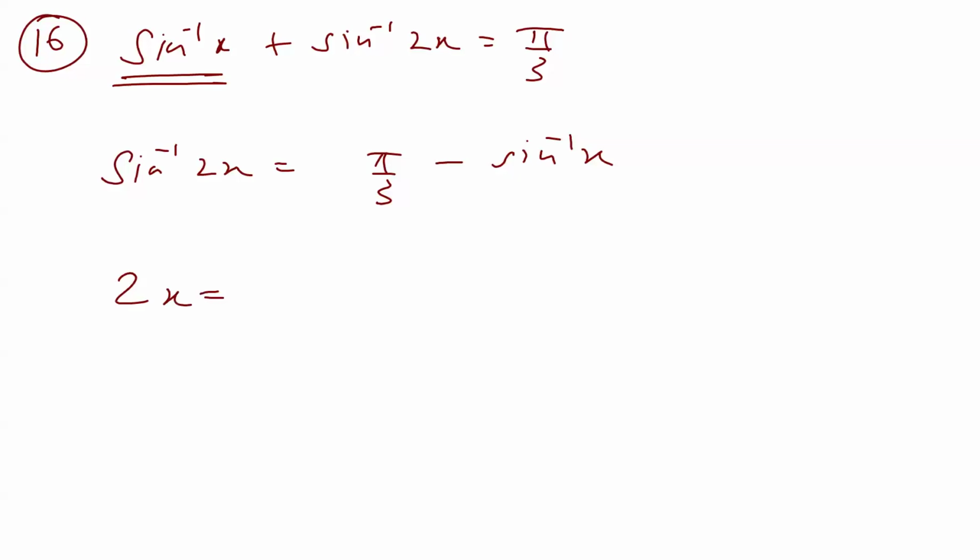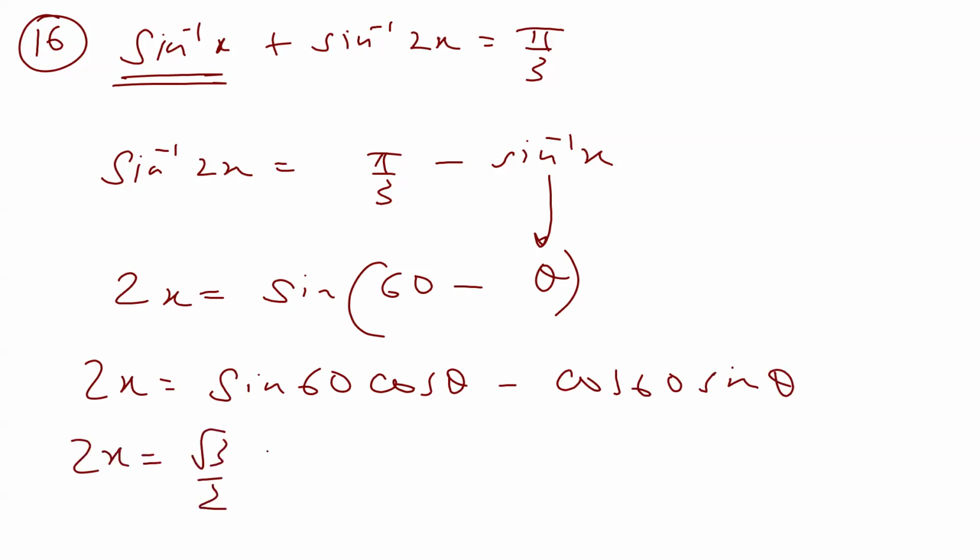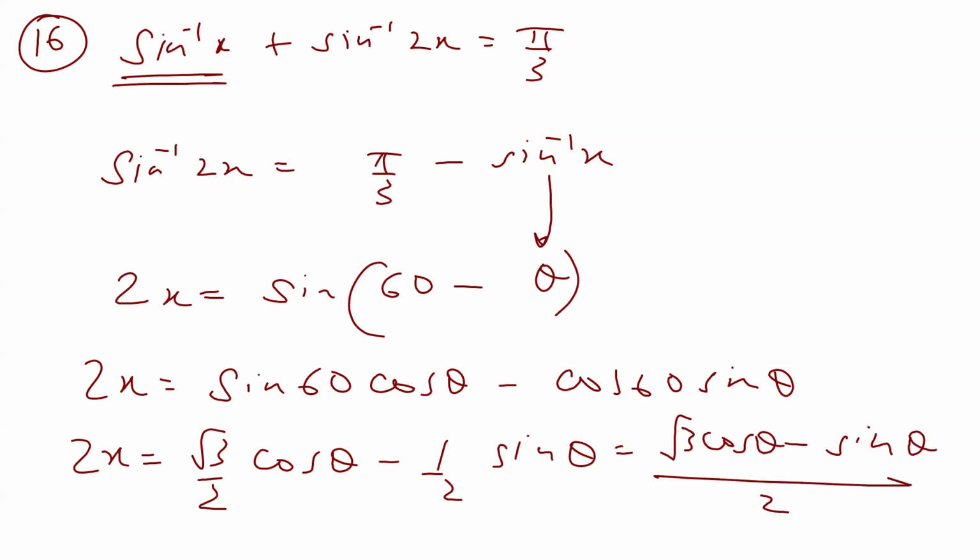So 2x is equal to sine of pi by 3, which is 60, minus this, which is theta. So 2x is equal to sine 60 cos theta minus cos 60 sine theta, complementary angle. 2x is equal to root 3 by 2 cos theta minus half sine theta. Okay, so this is root 3 cos theta minus sine theta by 2. Common denominator, so this 2 will get multiplied to 2x, it will be 4x. 4x is equal to root 3 cos theta minus sine theta.